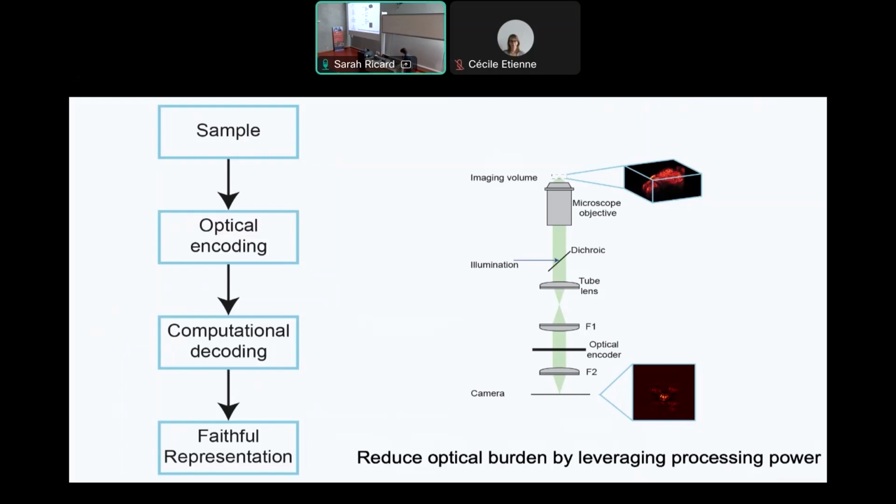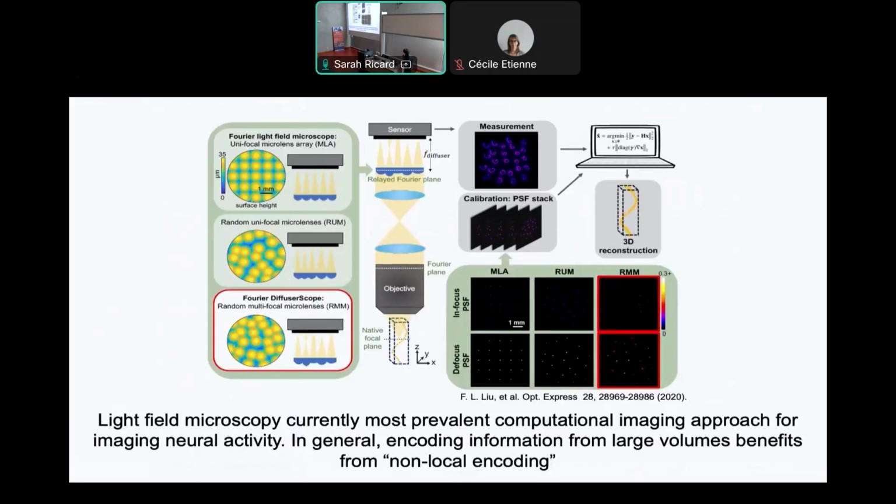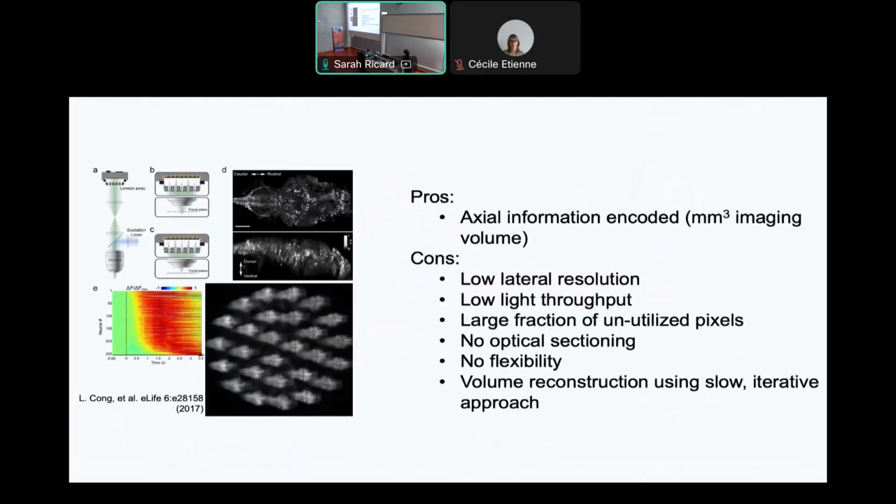And as a famous researcher in the field put it, how and why to ruin a perfectly good microscope. Because actually, if you just look at the raw images that come out of these tools, they look like absolute garbage, okay? I put on a cell, and I get out, for instance, in this case, one of the techniques is called light field microscopy. I get out 50 images of a cell.